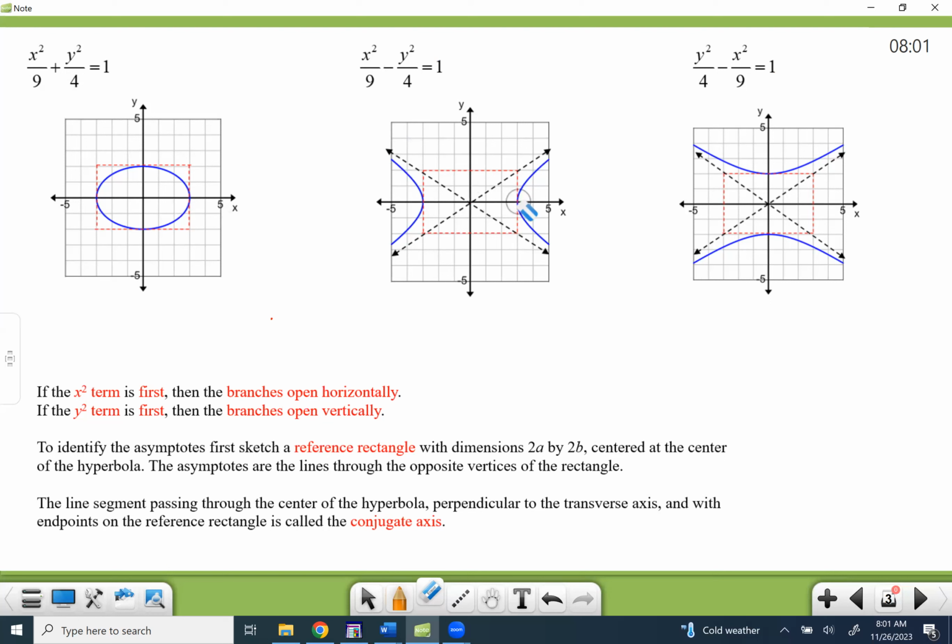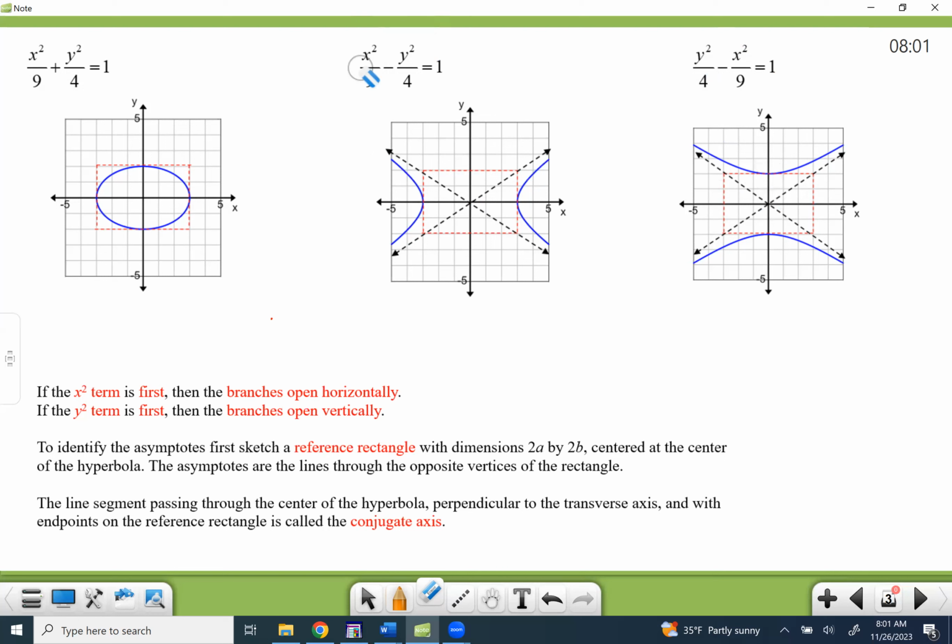So I'm going to go 3 in the x direction. The square root of 4 is 2, so I'm going to go 2 in the y direction. Draw my box. And same thing over here, even though this one looks so drastically different. The reason why it's still the same is because 9 is still under x, so I would still go 3 in the x. And 4 is still underneath y, so I'd still go 2 in the y.